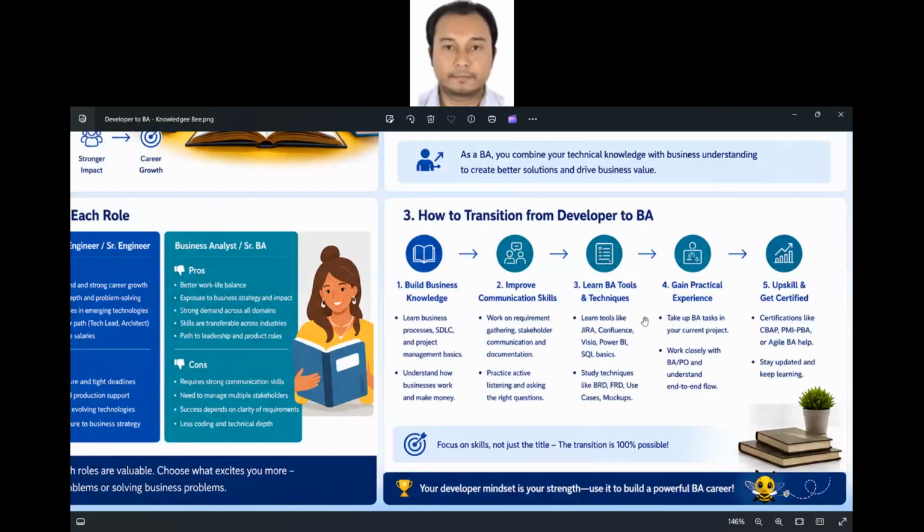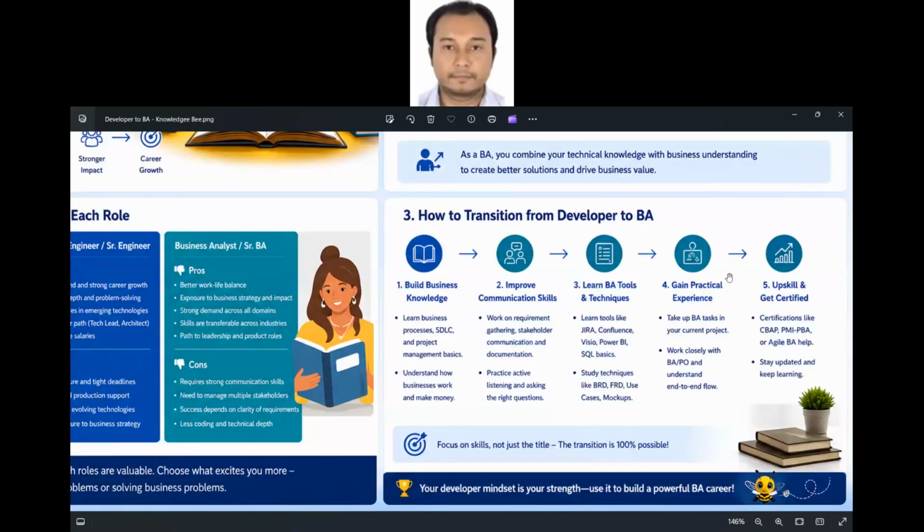This can include requirement gathering, preparation of the BRD and the FRD documents, preparation of use cases and review of them, making process flow diagrams, wireframes, mockups, and being able to use various tools like Jira, Confluence, Visio, SQL, and Power BI, which at times are helpful.